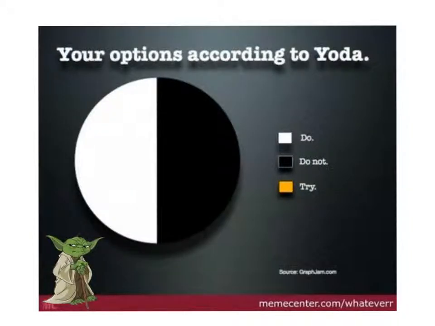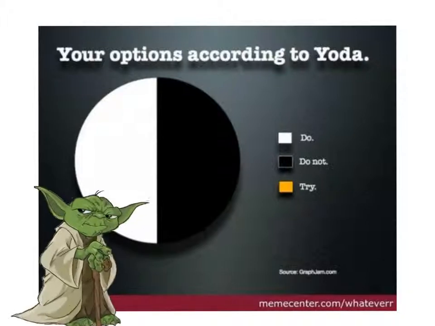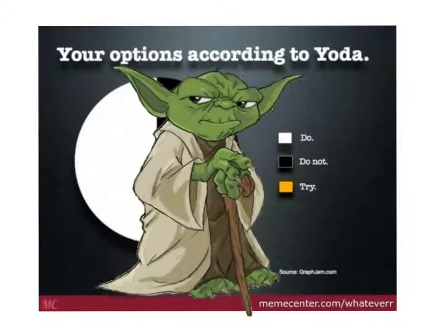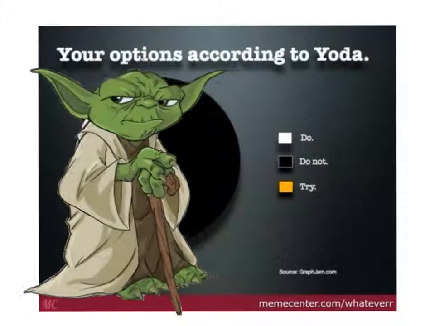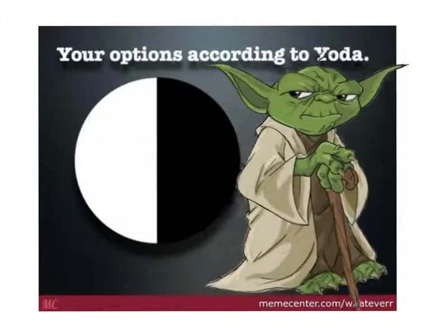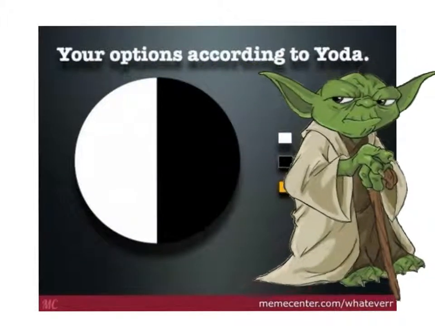Your options according to Yoda. The white is do, the black is do not. There is no yellow or orange in this circle. This is wonderful advice to live by. Just always try. Good job, 4th grade.